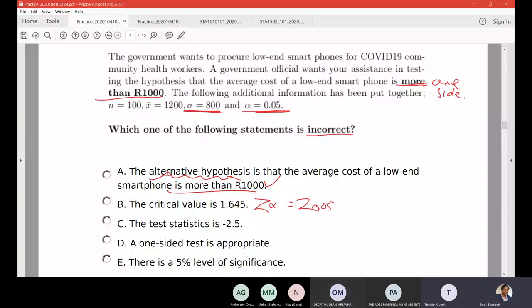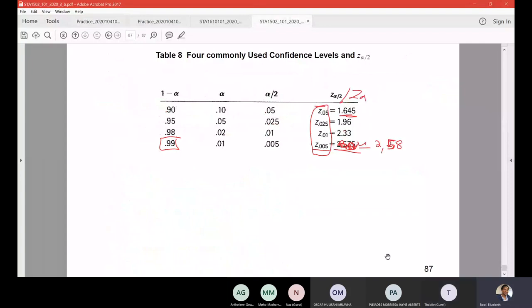Okay. So we're going to find Z of 0.05. And remember, I told you to use that table that I gave you. I'm going to go to that table. If you look here, regardless of what you see at the top, it gives you your Z of 0.05. Therefore, that will be the answer.